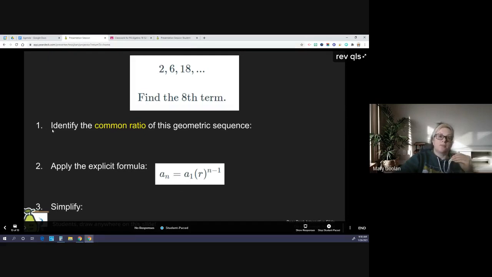So first step, identify the common ratio. What do you get when you divide one term by the term before it? Or what are you multiplying by each time to get to the next term? And then apply the formula, which is here, and simplify it to a single value. So I'm going to give you 5 minutes to work on this one.